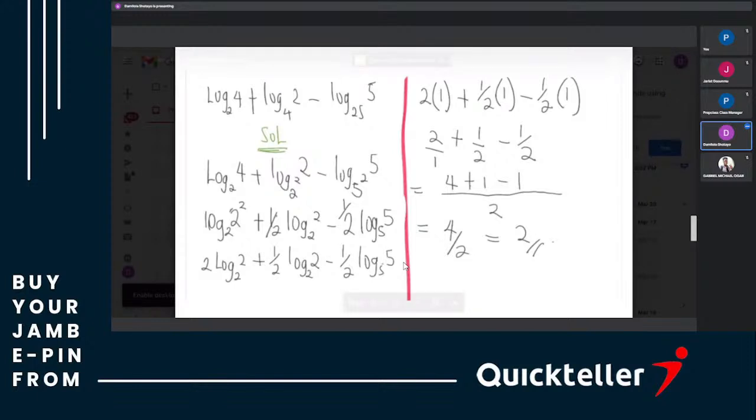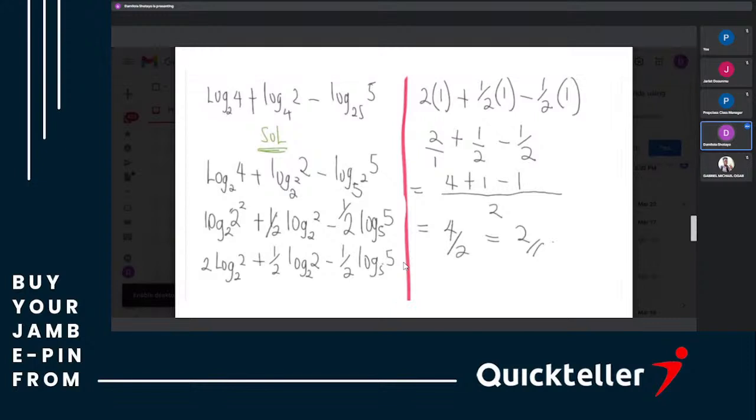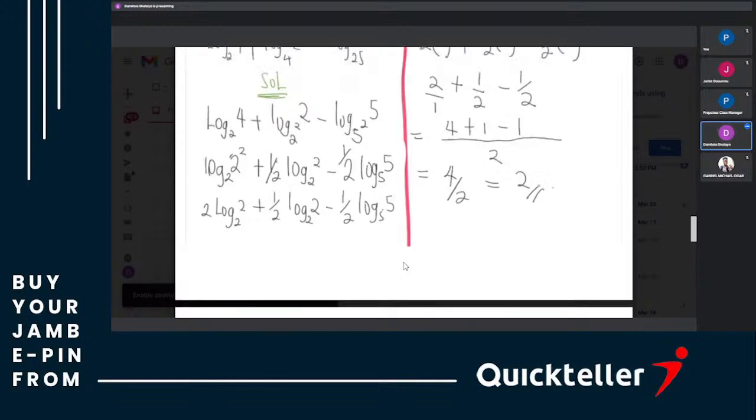And that will give me my answer as it's now fractional. So the LCM of this is 2. 2 divided by 1 is 2, times 2 is 4. 2 divided by 2 is 1, times 1 is 1. 2 divided by 2 is 1, times 1. So that will give me my answer as 4 over 2, which is what? 2. And that is the answer to that logarithm.